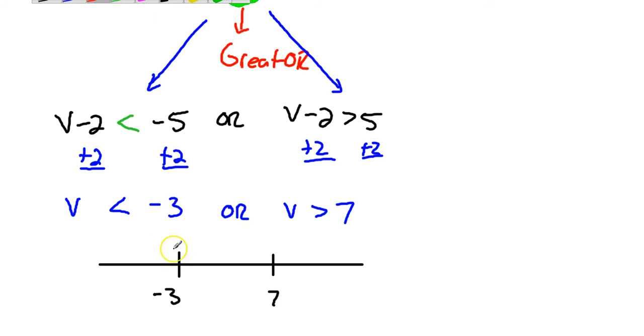Okay, so we're going less than negative 3. And we're going greater than 7. And this one does not ask for interval notation. We can do interval notation just to be on the safe side.